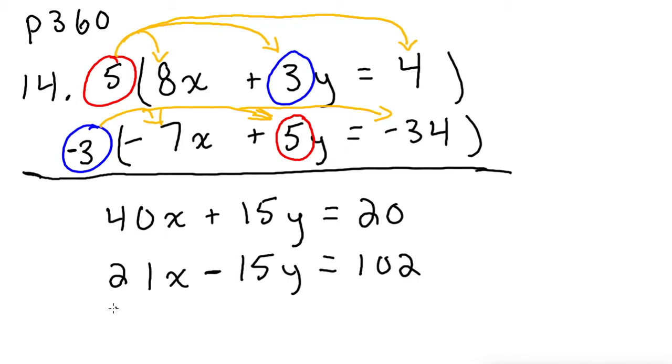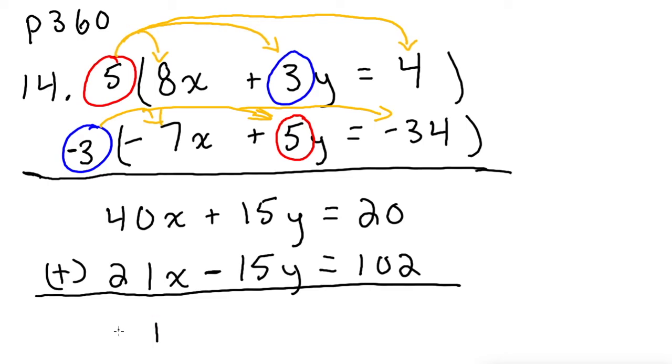So now that I got 15 up here and then 15 over here, and they're opposite in signs, I can now add them up and use the elimination technique. So we're going to add these up. So we'll have positive 40 plus a positive 21, so we'll get a 61x here. Now we got 15 here and negative 15 here, so that's just going to cancel out. So all of this will just go away. So this is now gone. So now we just have this equal sign over here, so that equals, we got 20 plus a 102. So that's going to be 122.